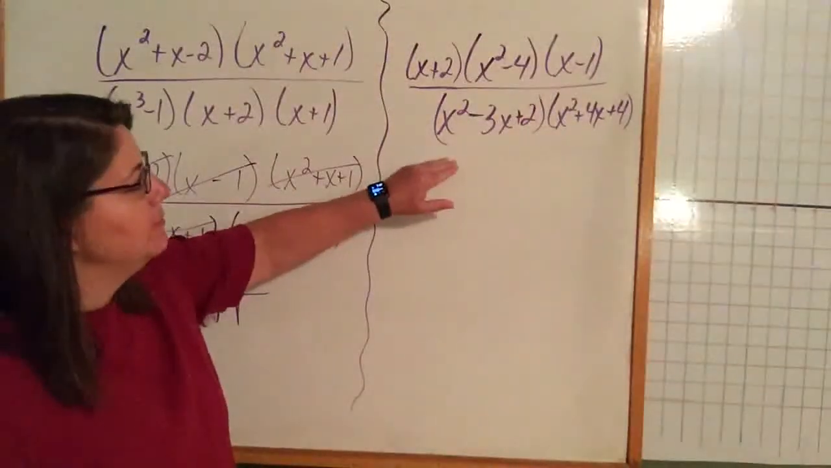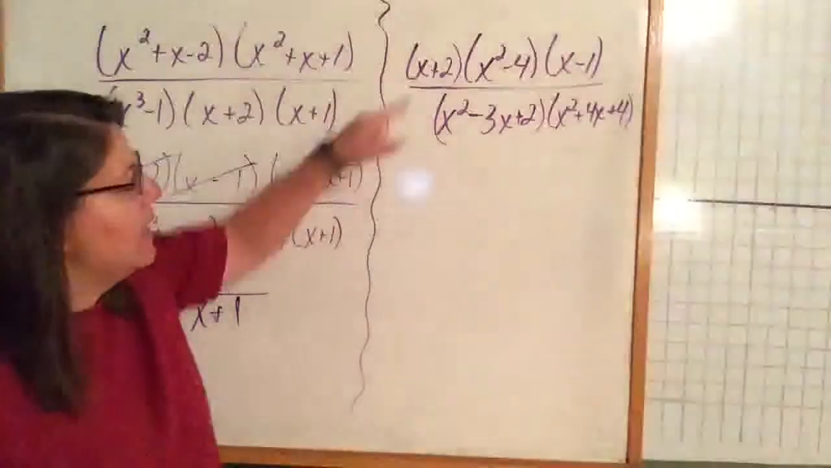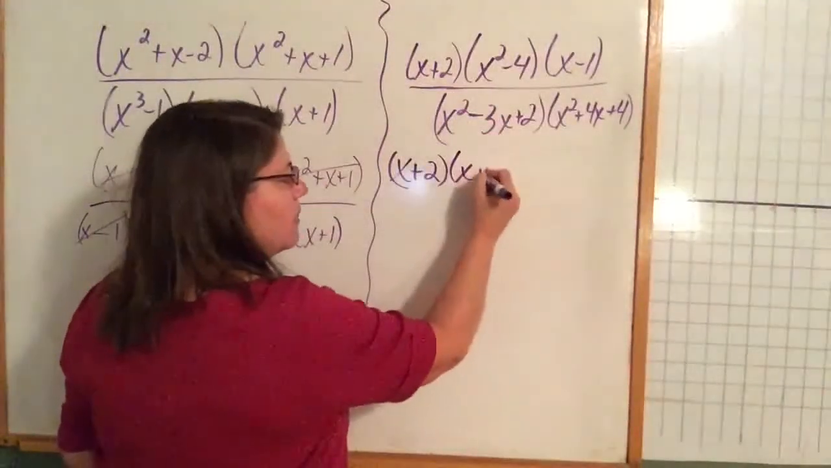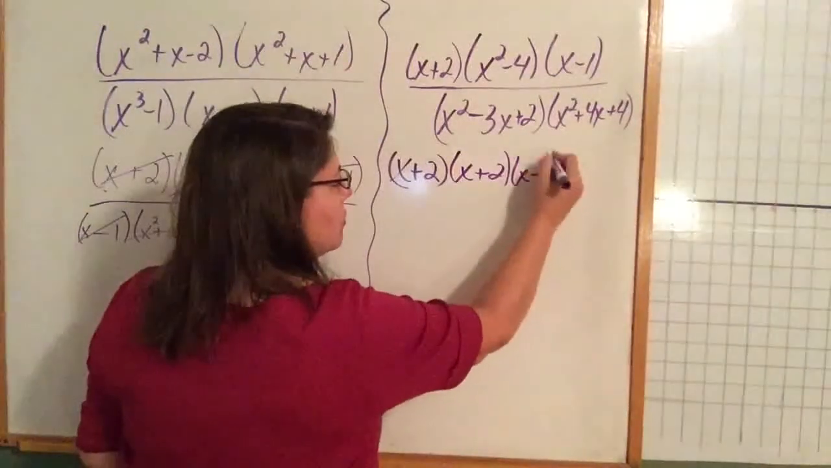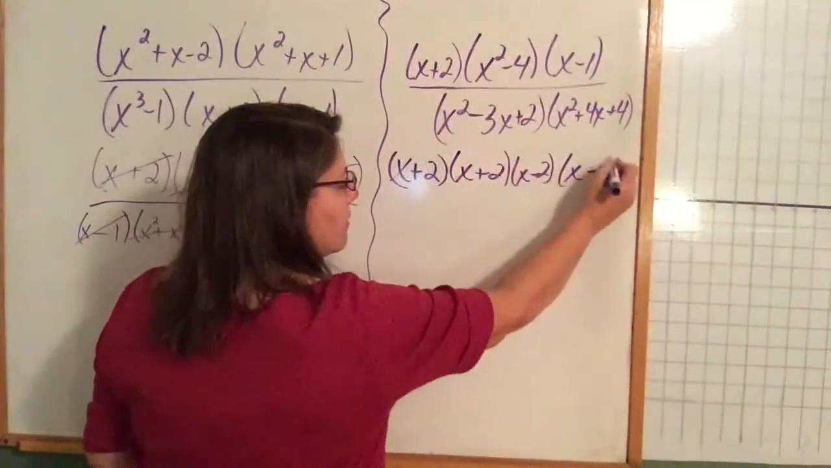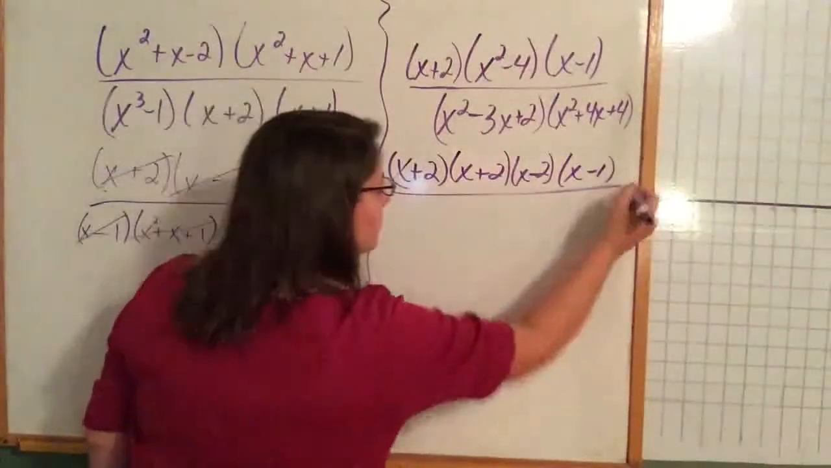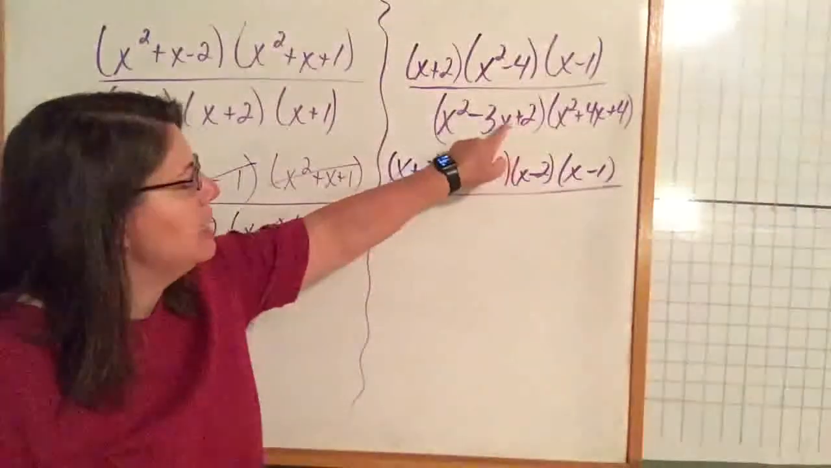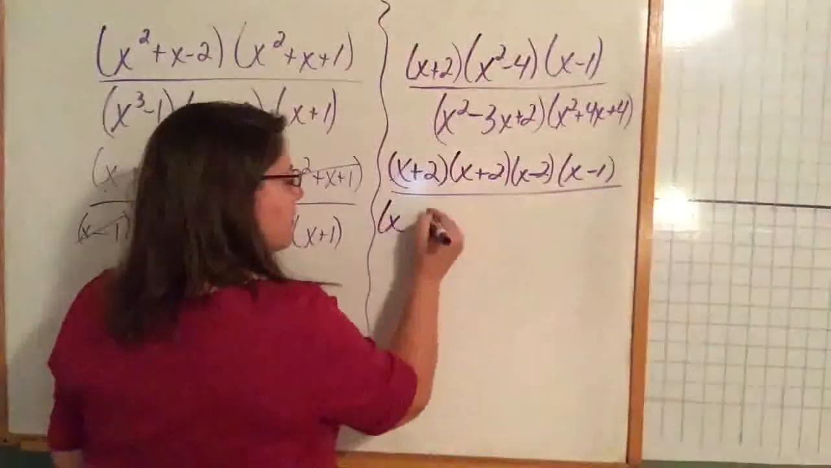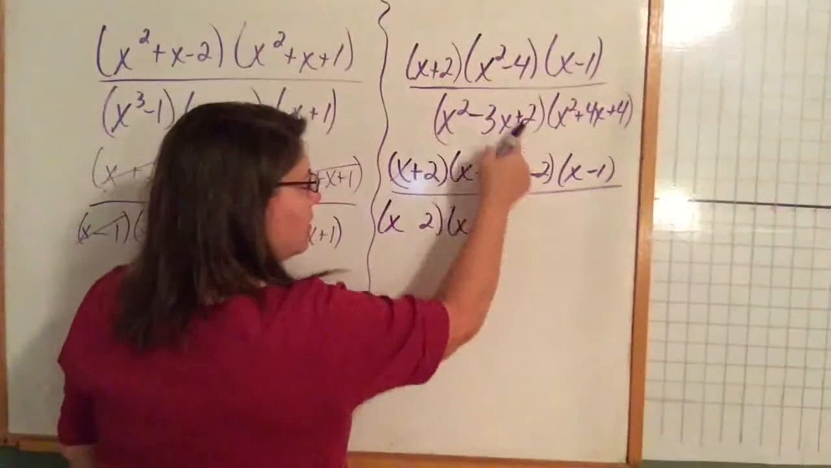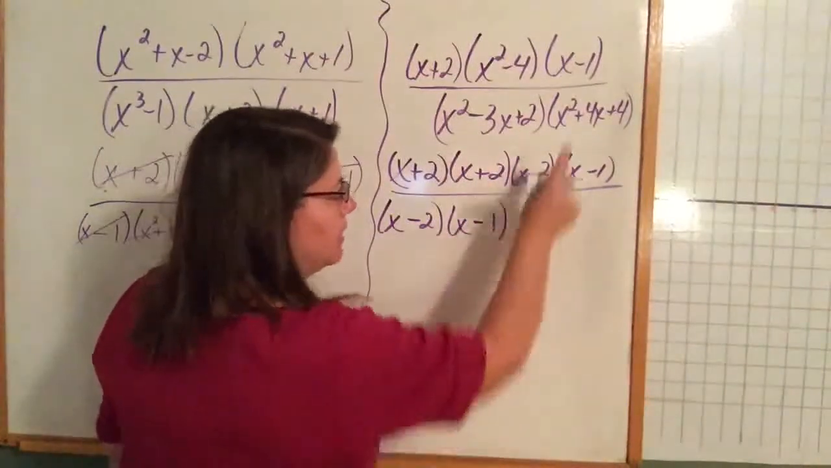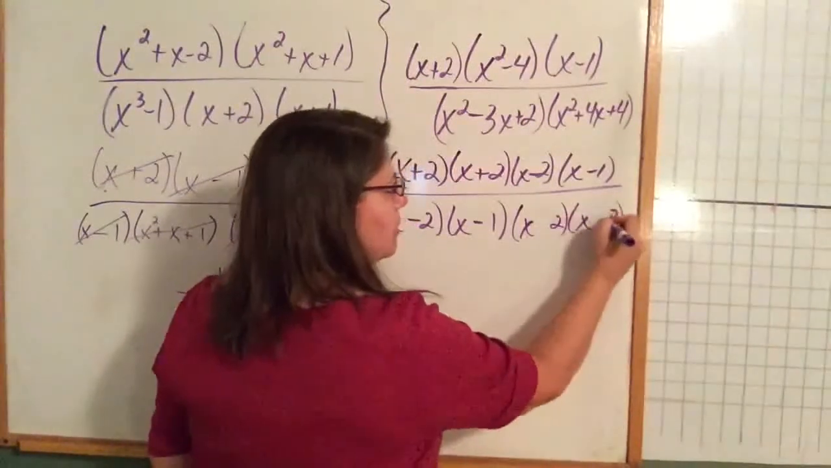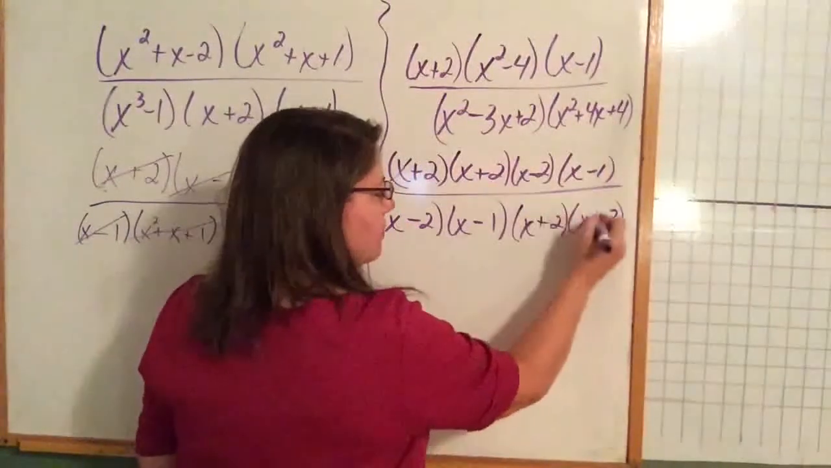All right, looking at this one, we're going to factor anything that factors. The x plus 2, nothing can be done with it. The x squared minus 4 is difference of squares. That's x plus 2 times x minus 2. Nothing can be done with the x minus 1. On the bottom, we've got 2 trinomials we're going to try to factor. Factors of 2 that add to give you 3, well, that's 2 and 1. Signs are the same and they're both minus. Here, factors of 4 that add to give you 4. That's 2 and 2. Both the same sign, both plus.